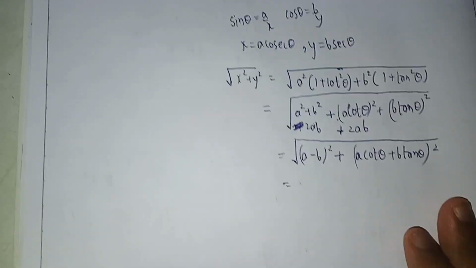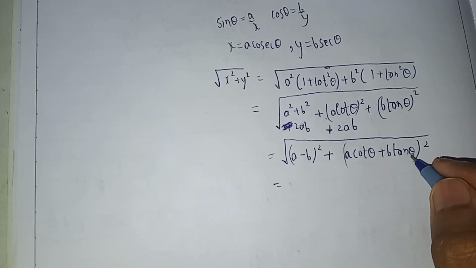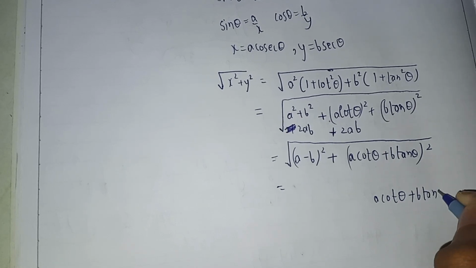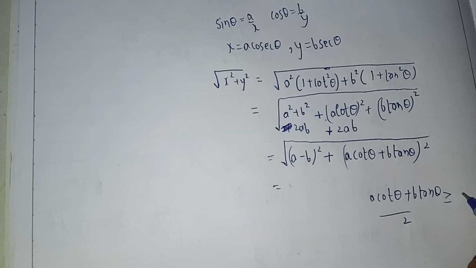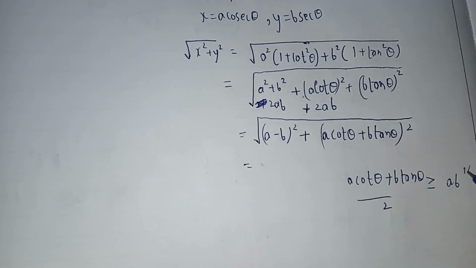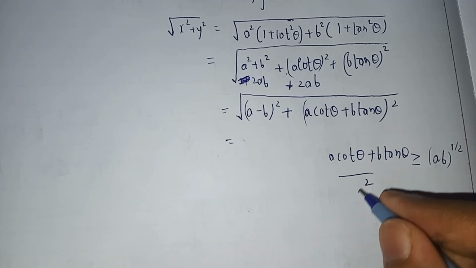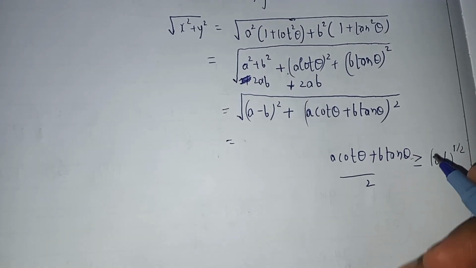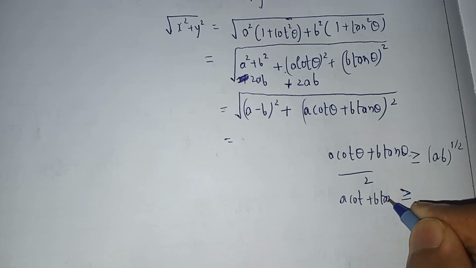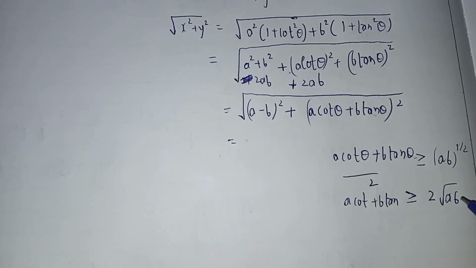So we have here this a cot theta plus b tan theta value. From AM-GM you can write (a cot theta plus b tan theta) divided by 2, that is AM, greater than or equal to GM, that is (ab times the product of cot and tan theta, which would be 1) so it is just (ab) raised to half. And here we can clearly see that a cot theta plus b tan theta is greater than or equal to 2 times root ab, and they gave us here square, so basically it is 4ab.